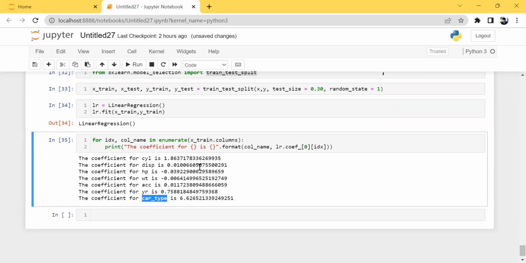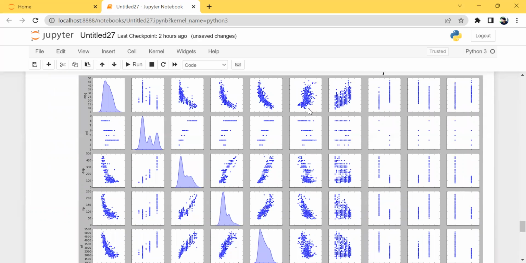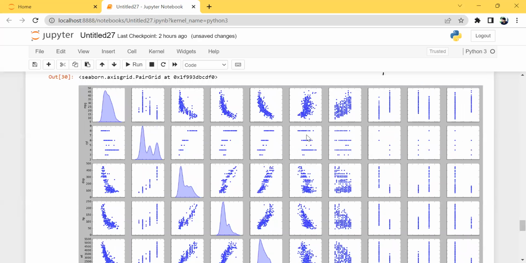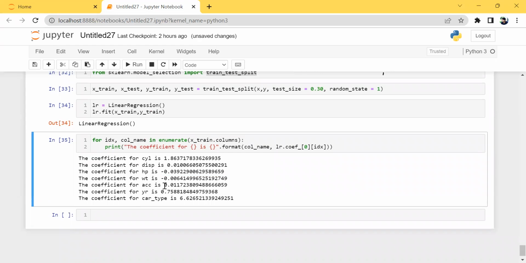See what happens. Just observe here, for the coefficient HP, it is negative, right? But what did you observe here? What is this column here? Acceleration. For the acceleration, there is no correlation, right? So there should be zero correlation for the acceleration. But what is it actually saying? For every 1 unit increase of acceleration, there would be 0.01 times increase in the miles per gallon. It is showing some kind of a positive correlation.